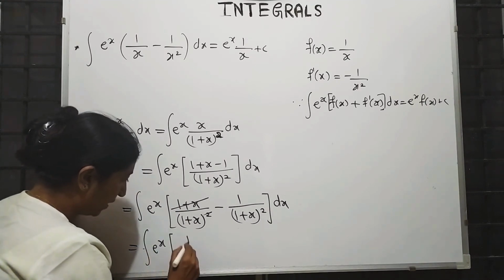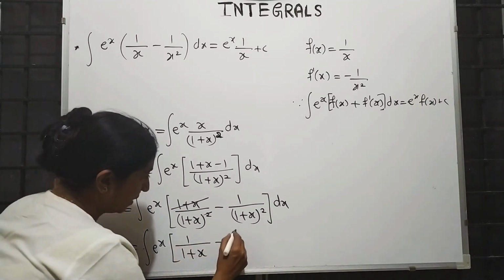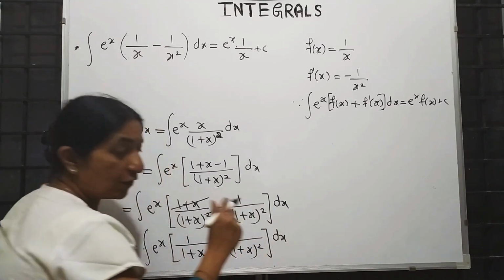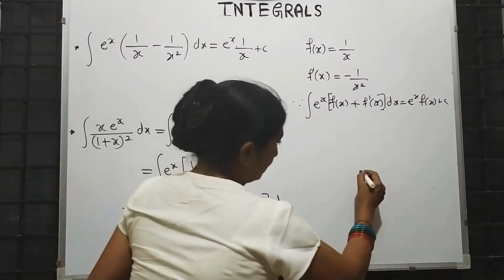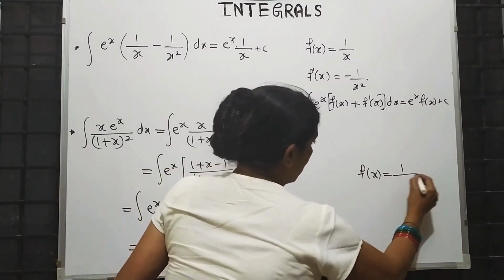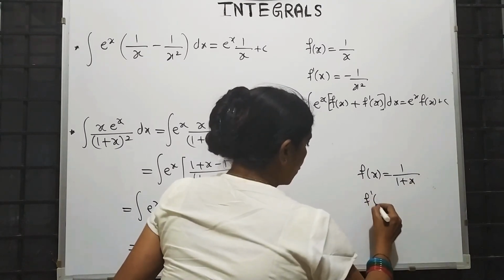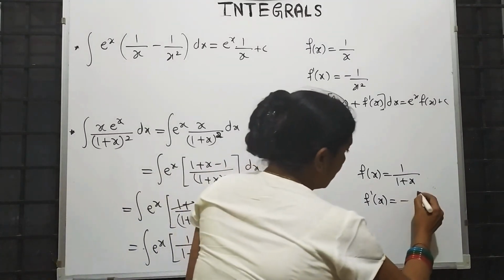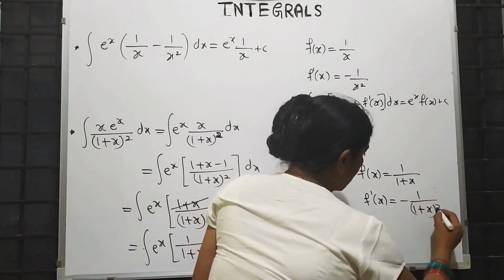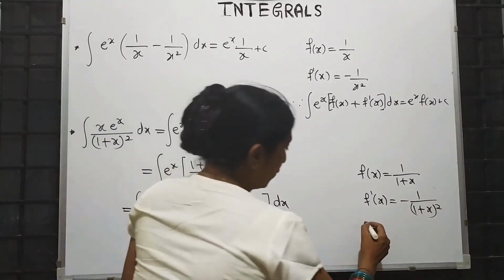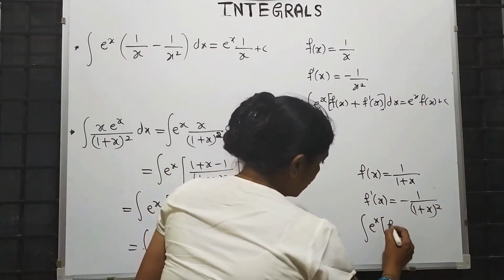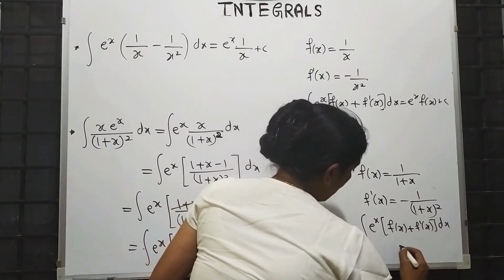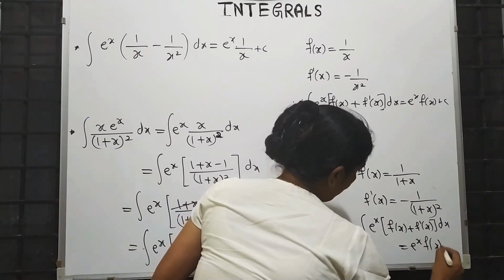e raised to x in the bracket 1 upon 1 plus x minus 1 upon 1 plus x whole square. See, if you are thorough in differentiation, if f of x is 1 upon 1 plus x, f dash of x is what? It is in the form of 1 by x. Differentiation of 1 by x is minus 1 by x square, and it is linear. So we got the second one. And which formula are we applying? We are applying e raised to x in the bracket f of x plus f dash of x dx. So the answer is e raised to x into f of x plus c.